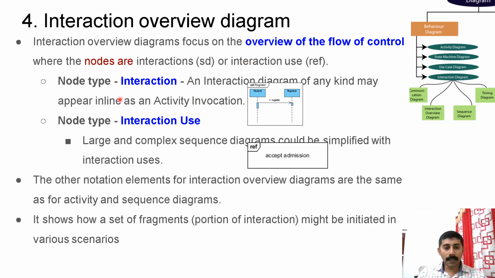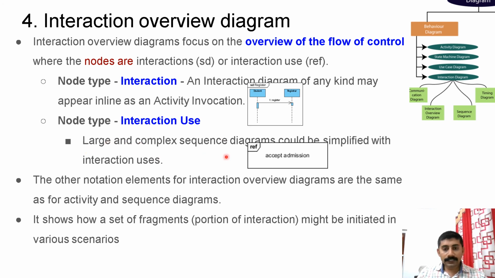So there can be two types of nodes, and the basic diagram is a kind of activity diagram. The first node type is interaction. An interaction diagram of any kind may appear inline as an activity invocation. So within a fragment you can mention an activity diagram or anything. The next node type is interaction use. Interaction use is a reference to an interaction present in some other diagram. So you can very precisely mention a particular interaction diagram as a reference.